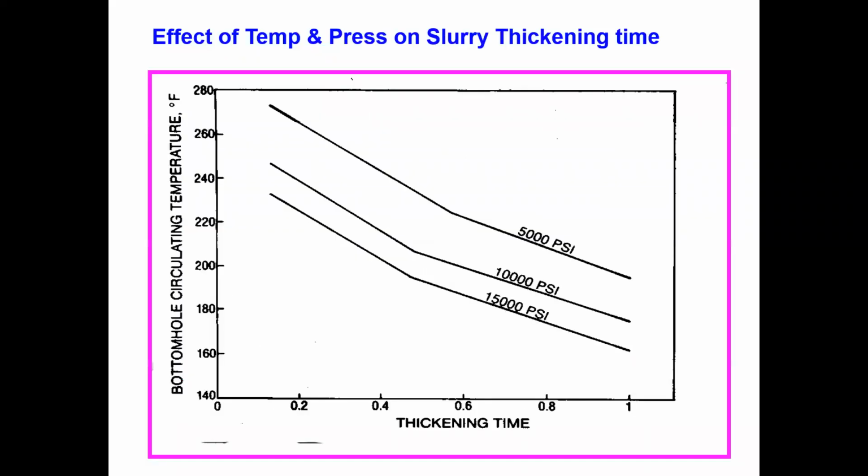Now see, this slide shows how your bottom hole conditions, temperature and pressure, affect the thickening time. Pressure has only a little effect on thickening time. This is the thickening time on the x-axis. On the y-axis is the bottom hole circulating temperature, BHCT. If the temperature increases, the thickening time reduces. With pressure it also reduces, but the effect of pressure is less.